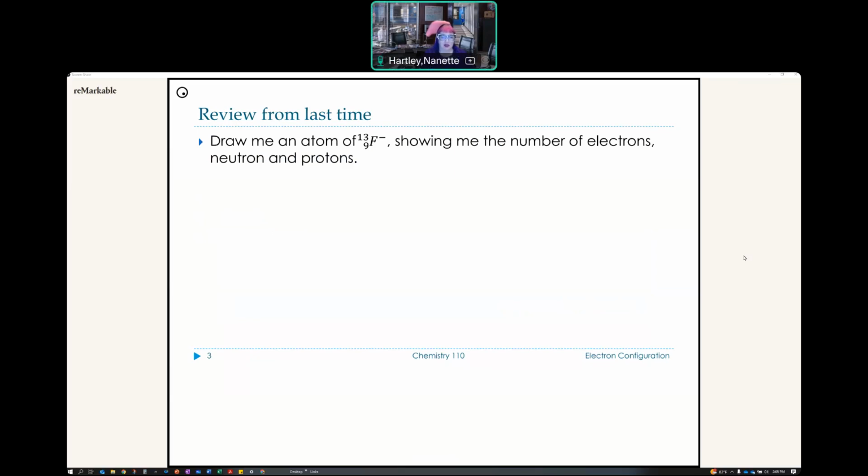13,9 F minus. Now remember, when we talk about 13,9 F minus, 9 is the atomic number, so 9 should match F, and F's atomic number should be 9, which it is. So 9 is the number of protons.